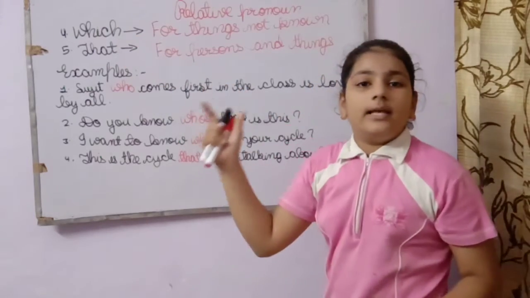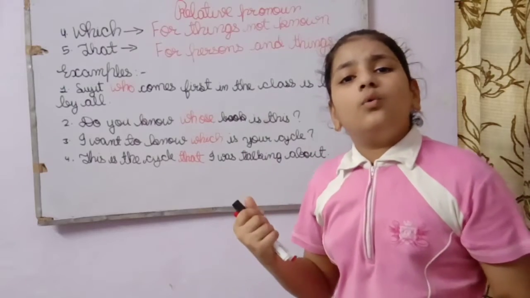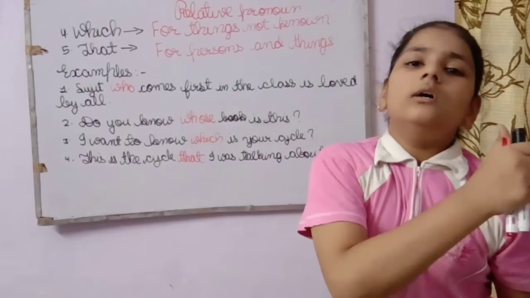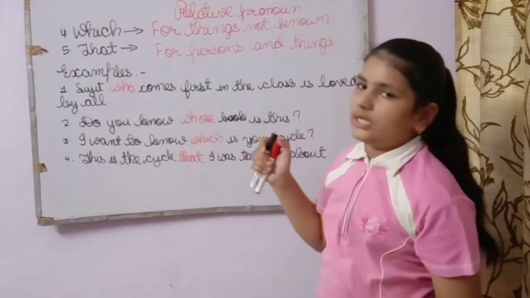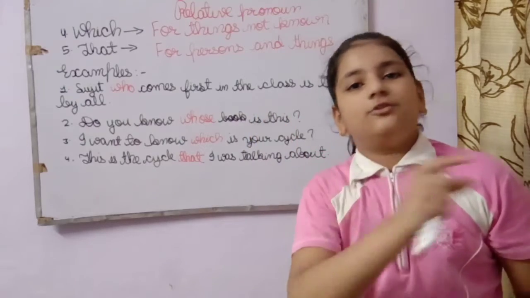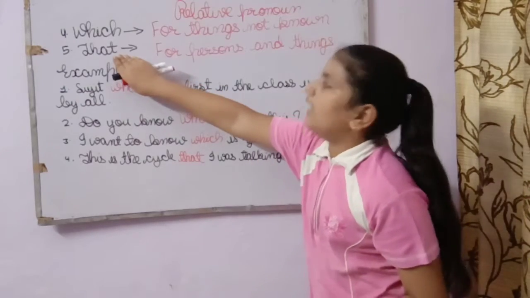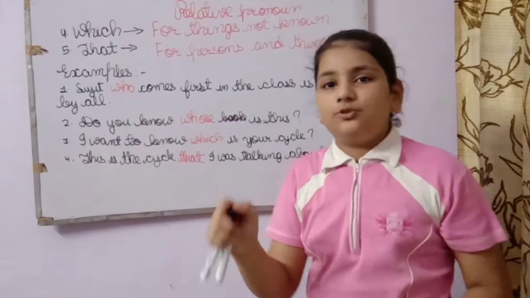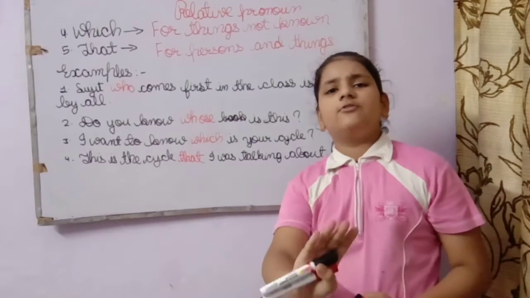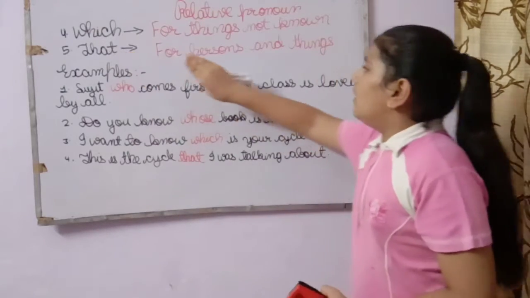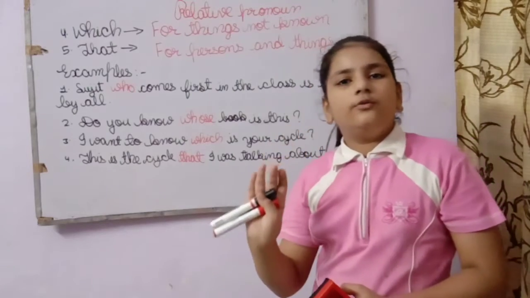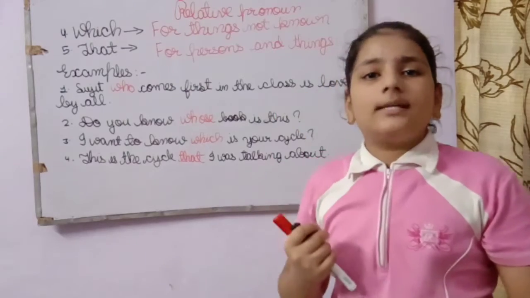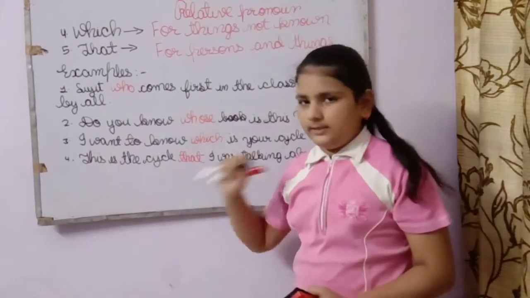Now which word is similar to "who"? Similarly, "that" is similar to "whose". Why? Because in "whose" we have learned persons and things which we don't know, and in "that" we are going to learn persons and things which we know. In simple language, "that" is only used for persons and things. Now I told you I would explain examples. Now we will explain 4 examples. Let's begin.